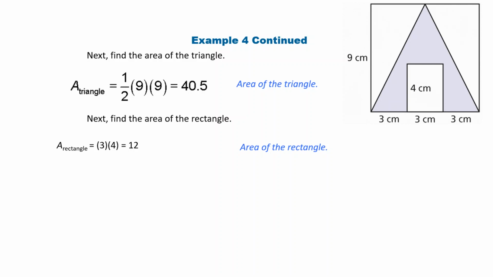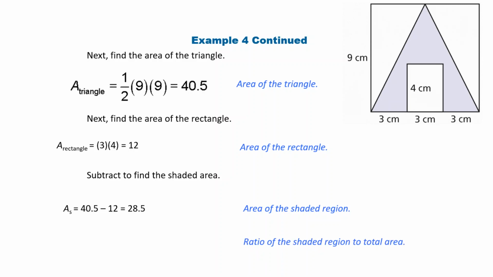So now we have to take our triangle and subtract that rectangular piece out because it's not shaded. All right, so 40.5 minus 12 gives me 28.5. So now I just have to find the ratio between the shaded area and the total area. So my total area of the square is going to be 81, and the portion that is shaded is 28.5. So when you divide that through, we get about 0.352.